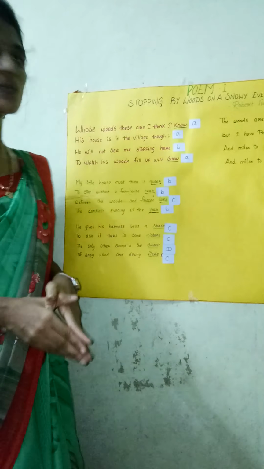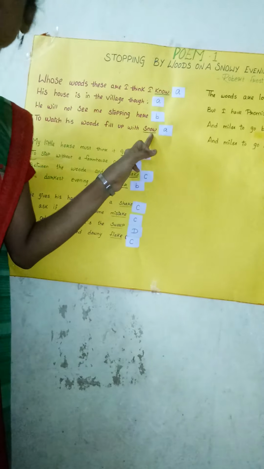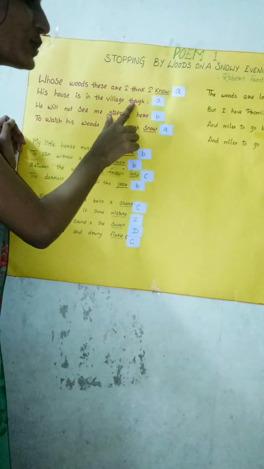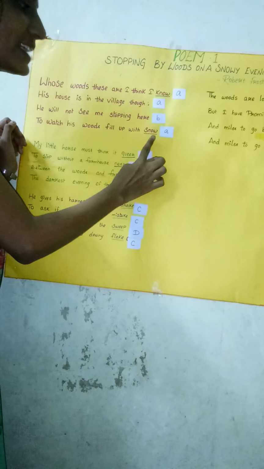And next, what is the rhyme scheme of the poem? See these 4 lines, first stanza. "Whose woods these are I think I know. His house is in the village though. He will not see me stopping here to watch his woods fill up with snow." Know, though, snow. So what's the rhyme scheme of these 4 lines? Know, snow, though, next, right. Know, though, snow: A, A, B, A.